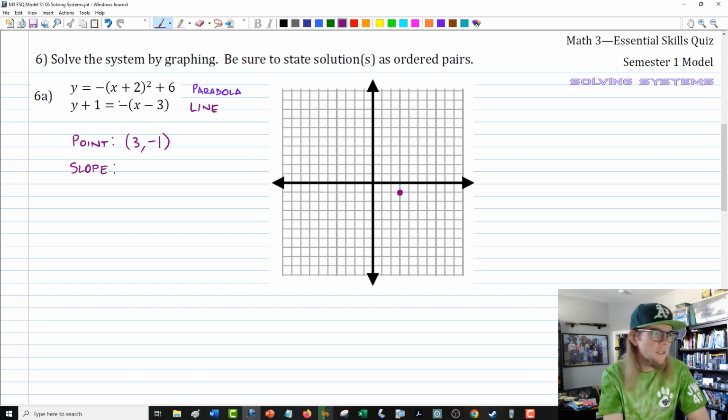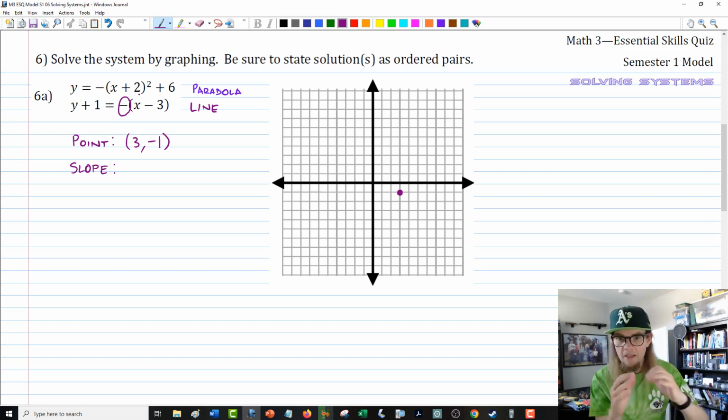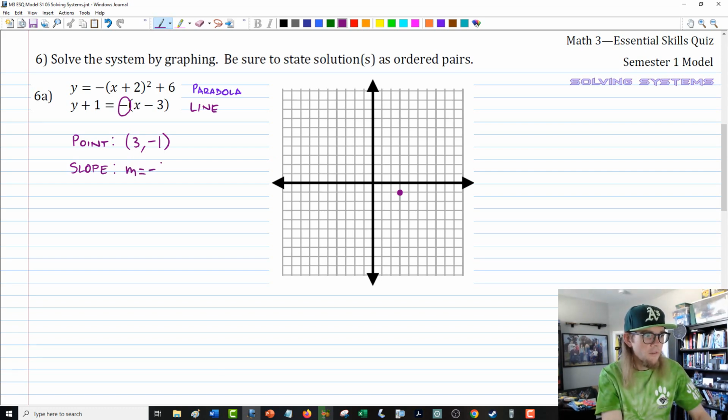Now the slope is the other piece. That's always going to be the coefficient of x, and where we're going to find that slope is going to be the number that's multiplied by x. And in this case, it's going to be the number that's multiplied in front of the x in that x minus 3. So in our case, it doesn't say the full number, it just gives us a negative sign, but we know to read that as a slope of negative 1.